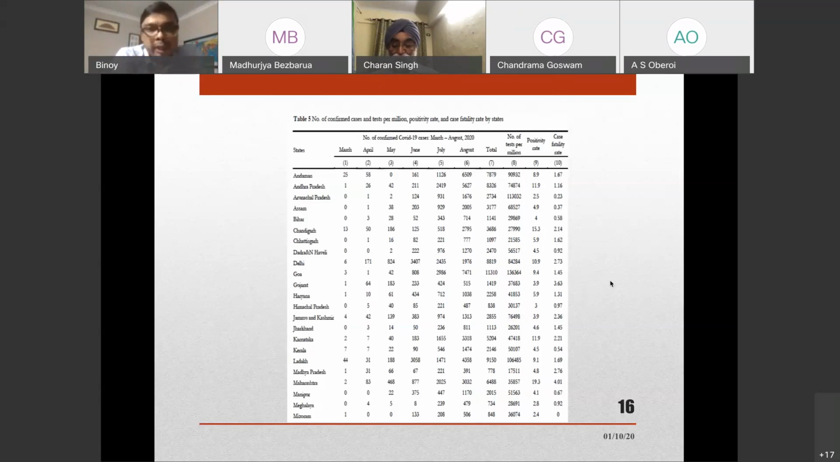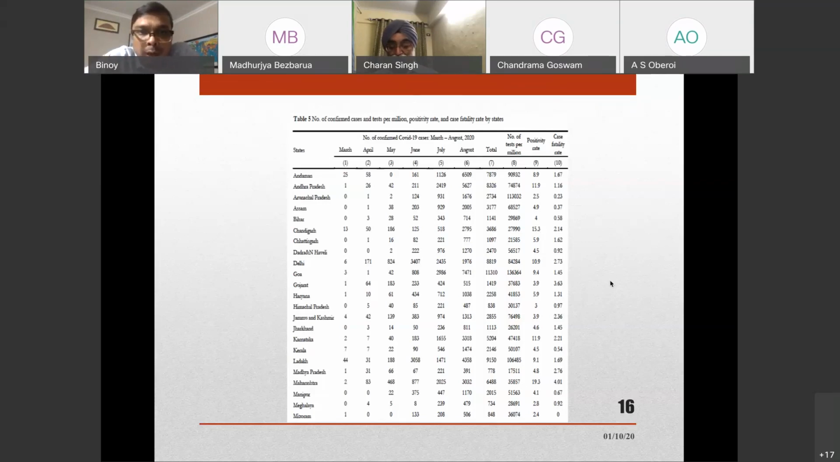Of course, we have data only up to August. In the last one month, things might have changed. But I guess largely the trend in terms of per million confirmed cases has remained more or less the same. As you can see, from March to May the number of cases was not very high, which points to the fact that the lockdown was probably effective in containing the spread of the virus. Though towards the end of the lockdown, that is during May, in some states the number picked up. But as we started the unlock process from June onwards, the numbers really started increasing.